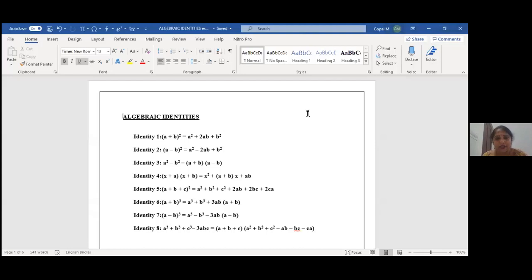Algebraic identities. I explained the first 8 identities. Out of the 8, the first 4 you already learned in your previous class. That is (a plus b) whole square, (a minus b) whole square, a square minus b square, and (x plus a) into (x plus b). These are the first 4 identities you have already learned. Then identities 5, 6, 7, and 8.